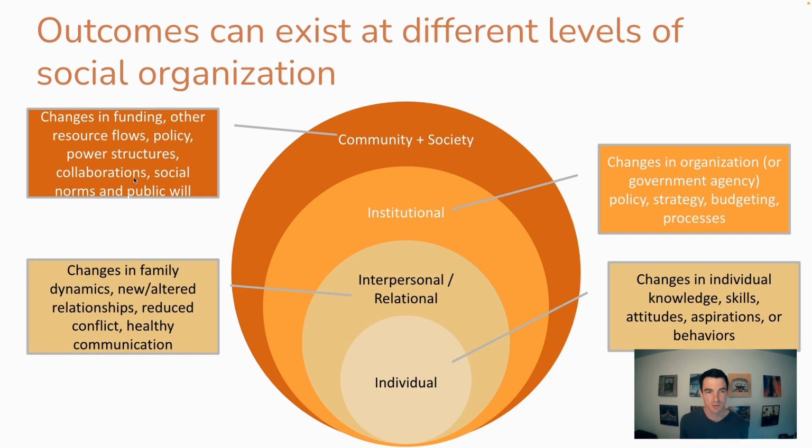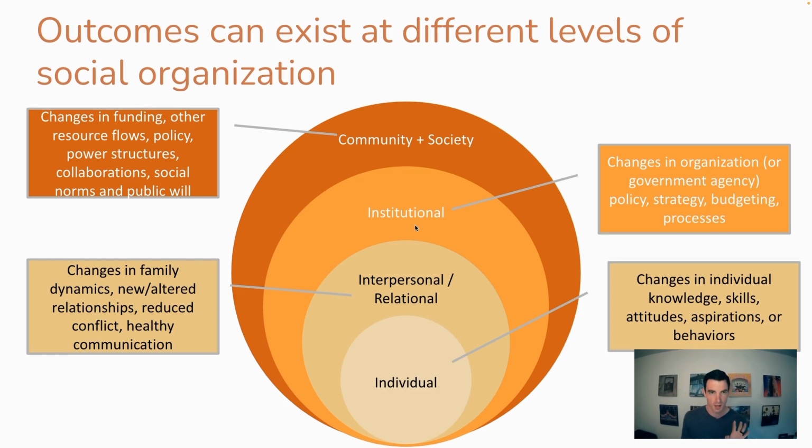And then finally, at the community level, these could include changes in funding, how money flows across the community, how other resources flow across the community. Policy changes are commonly talked about, and these are changes in the rules by which community and society operates. You could be talking about changes in power structures, different collaborations between significant actors, changed social norms. So as you can see, there's a lot of potential outcomes at each of these levels. You just want to think, okay, maybe some of the outcomes we're thinking about are at the individual level, but we're actually also seeking some institutional level changes. Let's get specific about some of those.